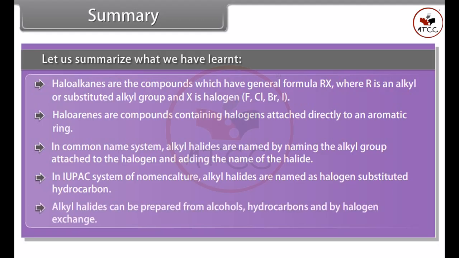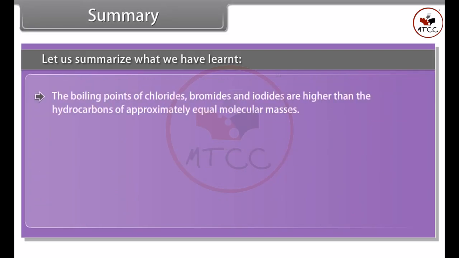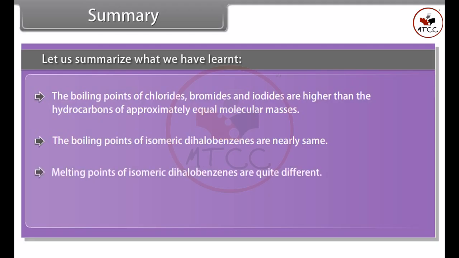Alkyl halides can be prepared from alcohols, hydrocarbons and by halogen exchange. The boiling points of chlorides, bromides and iodides are higher than the hydrocarbons of approximately equal molecular masses. The boiling points of isomeric dihalobenzenes are nearly the same. The melting points of isomeric dihalobenzenes are quite different. The haloalkanes are only slightly soluble in water.